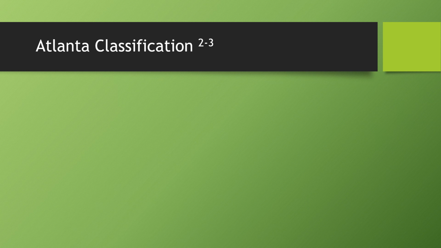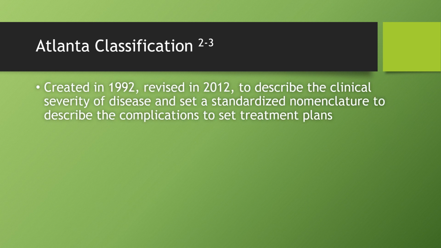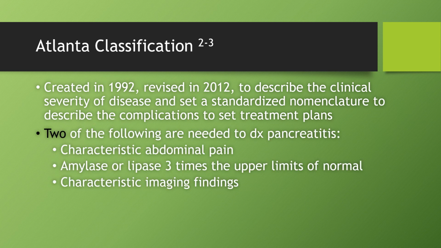So let's talk briefly about the Atlanta classification. It was originally created in 1992. It was revised in 2012. And it was created to describe the clinical severity of the disease and to set a standardized nomenclature to describe the complications, which would in turn set treatment plans.